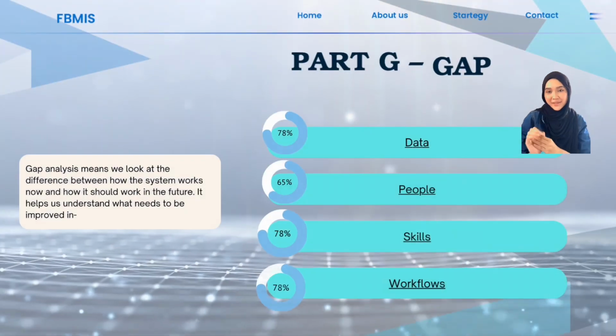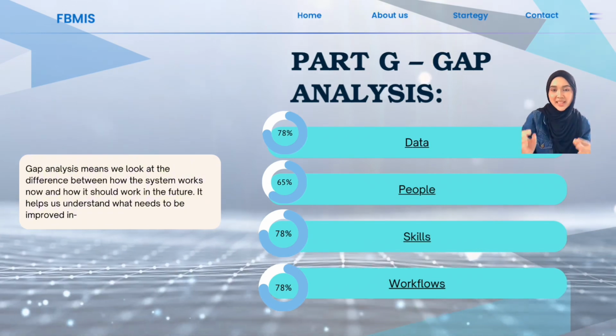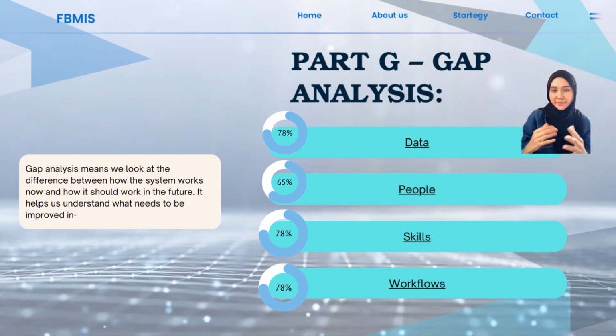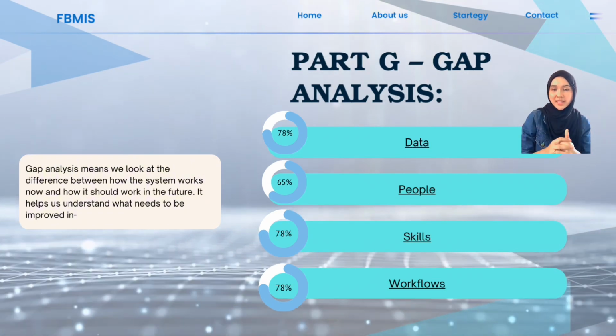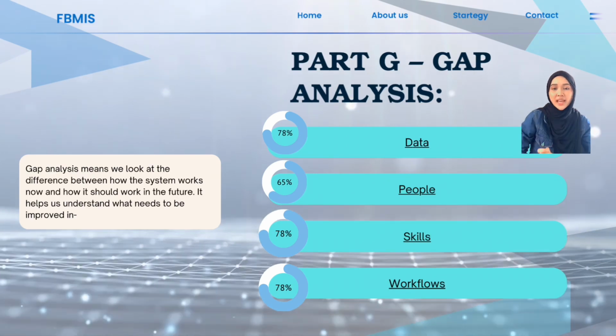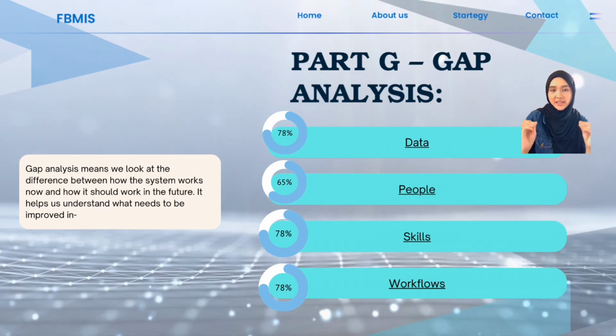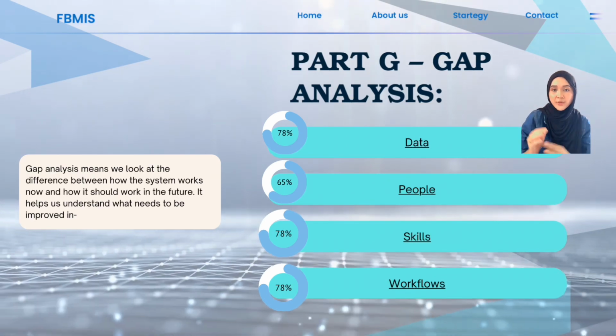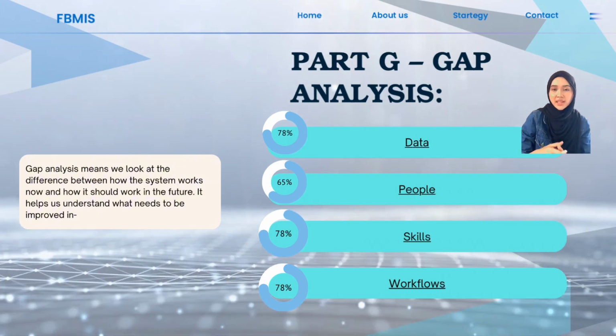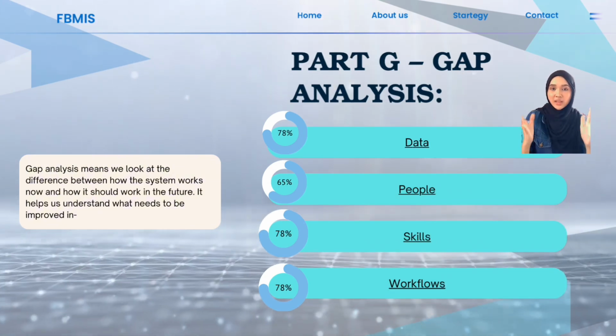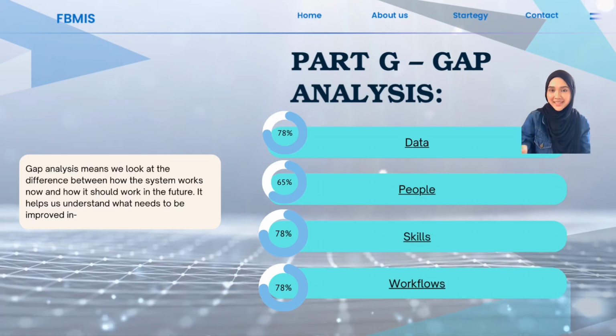In this section, I will explain part G, which is gap analysis of the Hinge framework. This part helps us understand what is missing or weak in the current SAIS system at UiTM. In digital transformation, especially in this subject, which is BTM532, we must always begin by identifying gaps in data, people, skills, and workflow before we can create better systems.